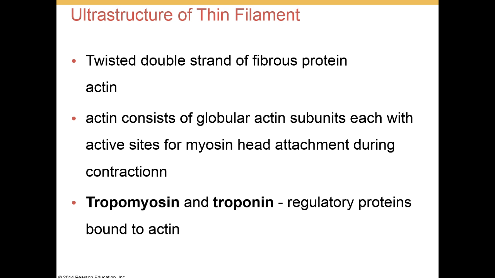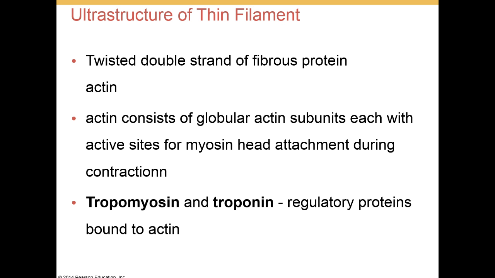Next, let's look a little bit more at the thin filament. The thin filament has three different proteins associated with it. One really important type of protein is known as actin. In fact, there's a whole series of small actin subunits found on the fibrous protein actin. They all attach together. Each of those individual actin subunits has an active site where myosin heads can bind. In fact, you'll hear me call these the myosin binding sites.